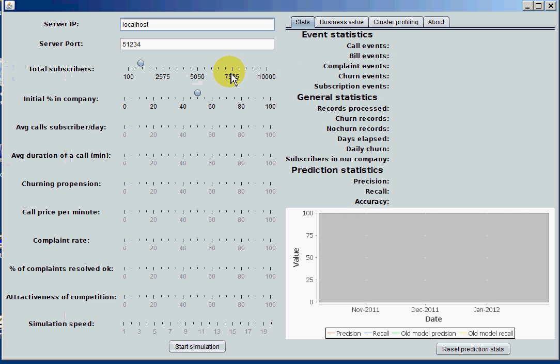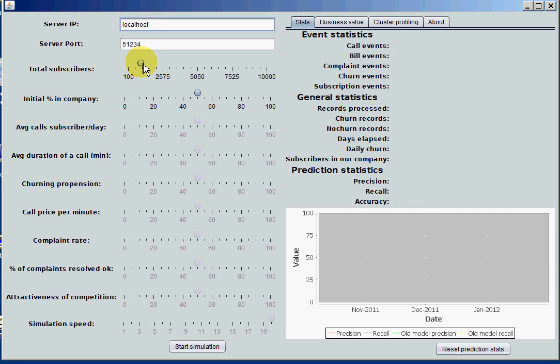It is divided into areas. On the left, we can set parameters controlling the simulation. On the right, we see the results of the execution. There are 4 tabs, which we will explain later. Right now, we are seeing the one that will report statistics about events processed and predictive accuracy.